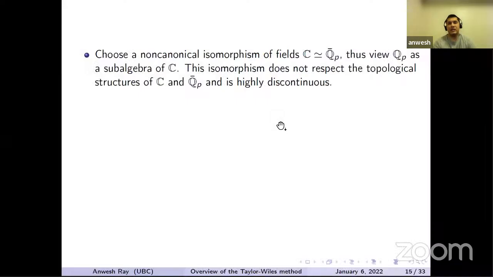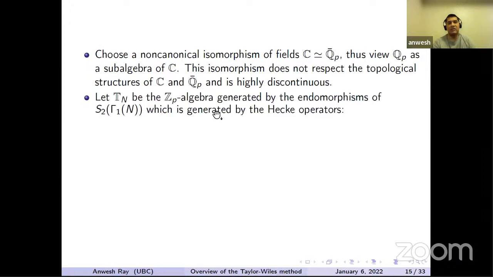So what we do here is, we fix an isomorphism between the complex numbers and Q_p bar. Such an isomorphism is extremely discontinuous, but we fix one such isomorphism. And when we fix an isomorphism, we can actually view Q_p as a subalgebra of C. The reason for doing this is that now we can define a Hecke algebra.